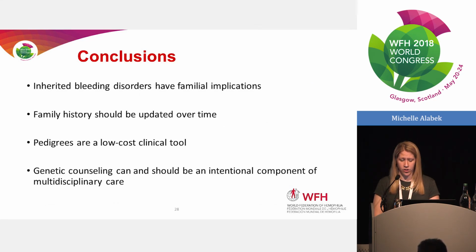So just in conclusion, as I said at the beginning, I don't think it's a surprise to people, but it's important to just remind yourself that inherited bleeding disorders have familial implications, and these patients are our patients, but their families should also be considered as well. It's important to take a really good family history and to make sure that it's updated over time. The pedigrees are free if you just take the time to get them, and they can be really useful in informing your practice. And that genetic counseling can, and I think should, really be an intentional component of the multidisciplinary team. And I want to focus on that word intentional.